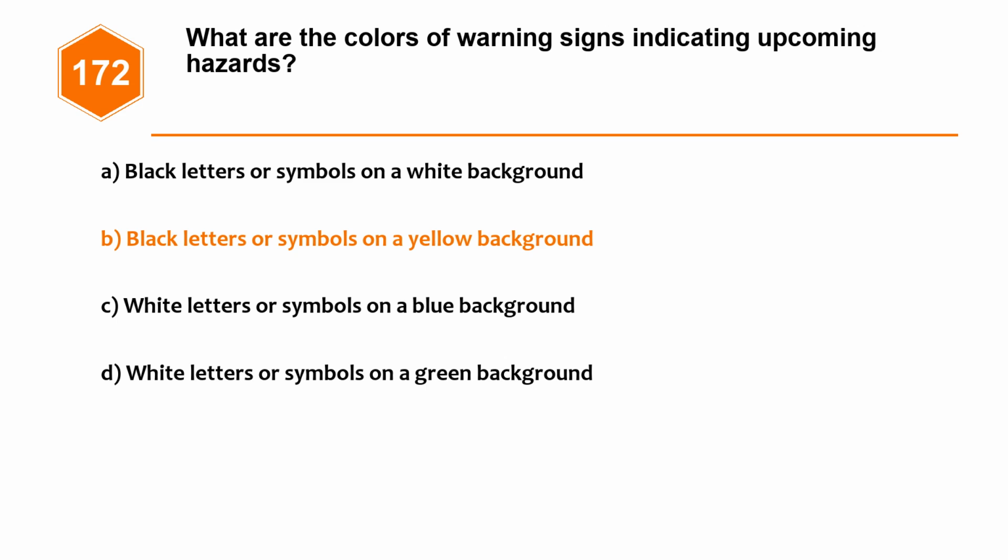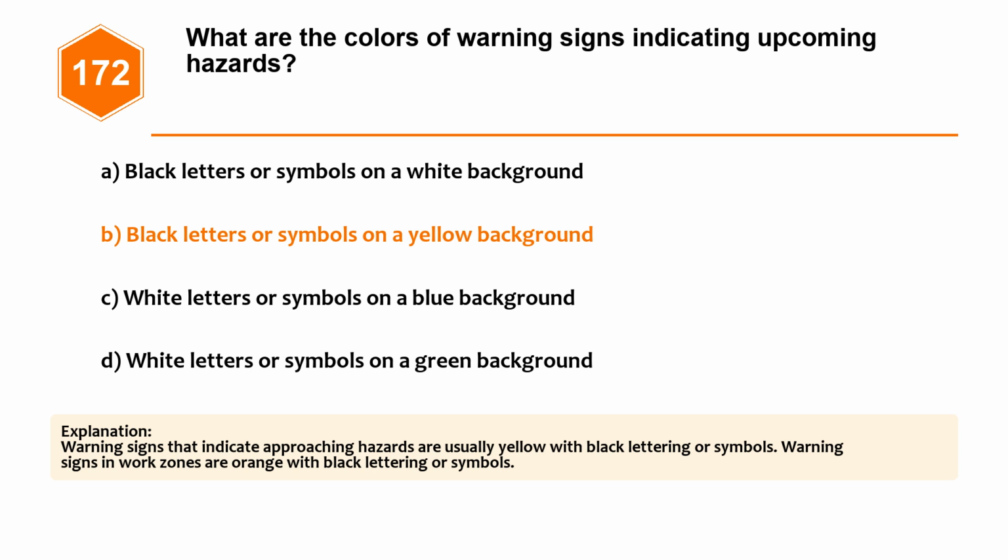The correct answer is option B. Black letters or symbols on a yellow background. Explanation. Warning signs that indicate approaching hazards are usually yellow with black lettering or symbols. Warning signs in work zones are orange with black lettering or symbols.